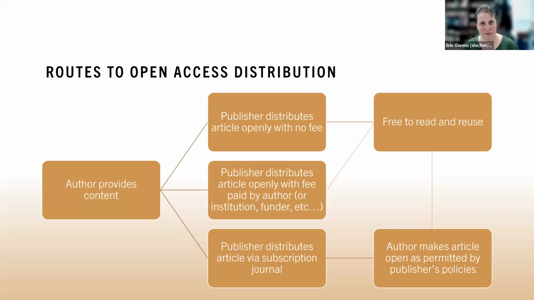The third possible route is that the publisher does the same thing it's always traditionally done. It distributes the article in a subscription journal that can only be accessed by users with paid subscriptions. But at the same time, the publisher allows the author to make a version of the article openly and freely available according to the publisher's specific policies.